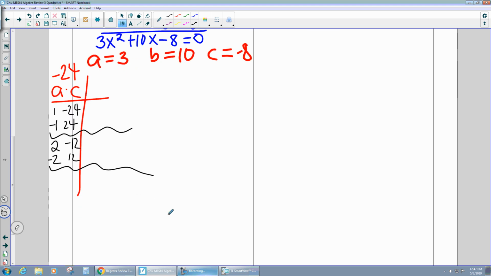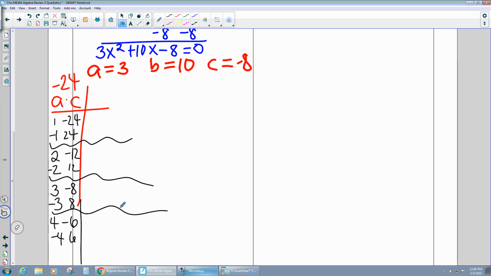3 also goes into negative 24, negative 8 times, which means I can also have negative 3 and positive 8. And then we also have 4 and negative 6, or negative 4 and 6. So now let's see which one of these adds up to our b value, which is 10. Does not add up, does not add up. 2 and negative 12 give me negative 10, so that's really close, but it's not the right answer. Negative 2 and 12, that works. That gives you a positive 10, so these are the two numbers you want to use.